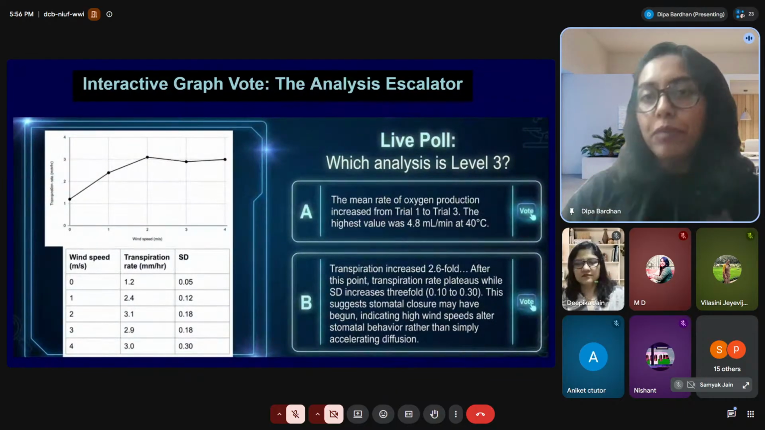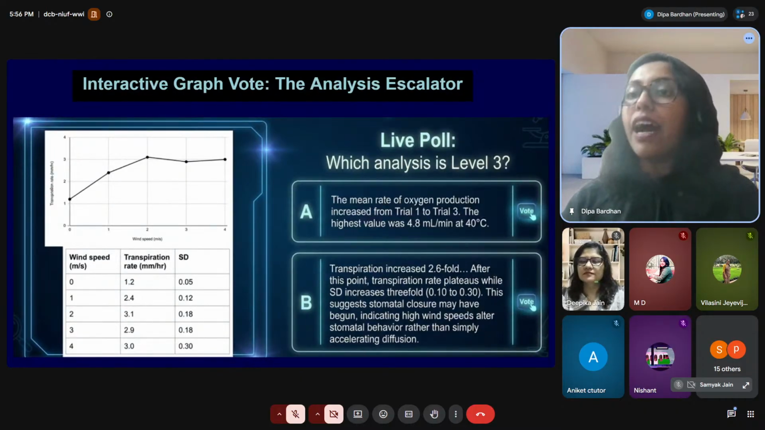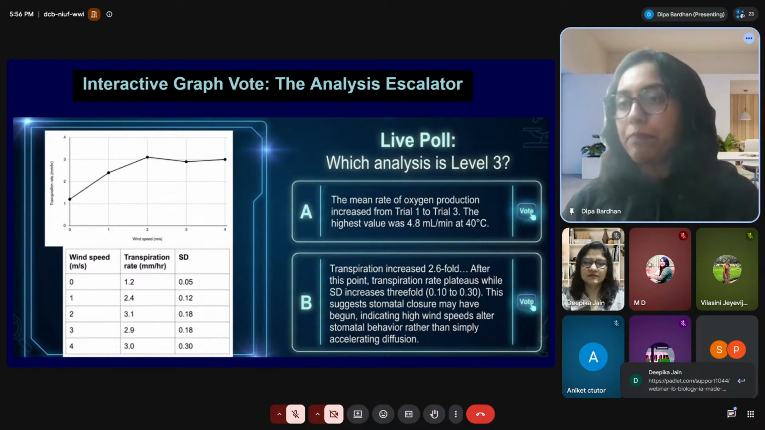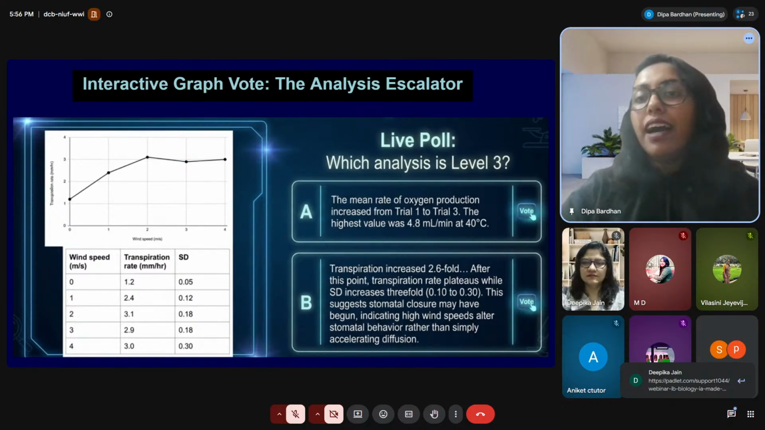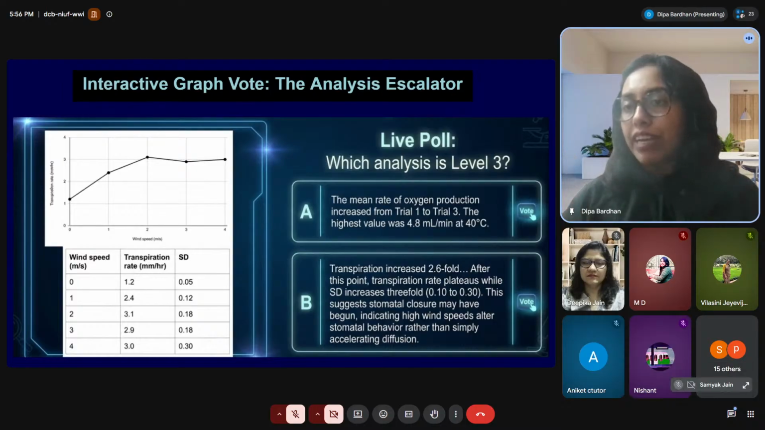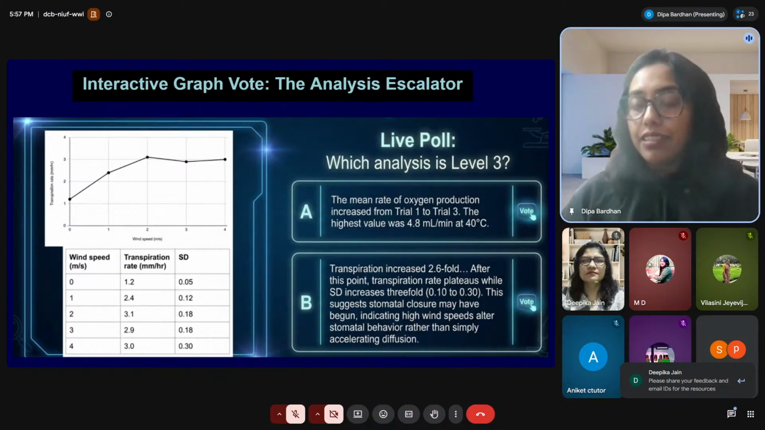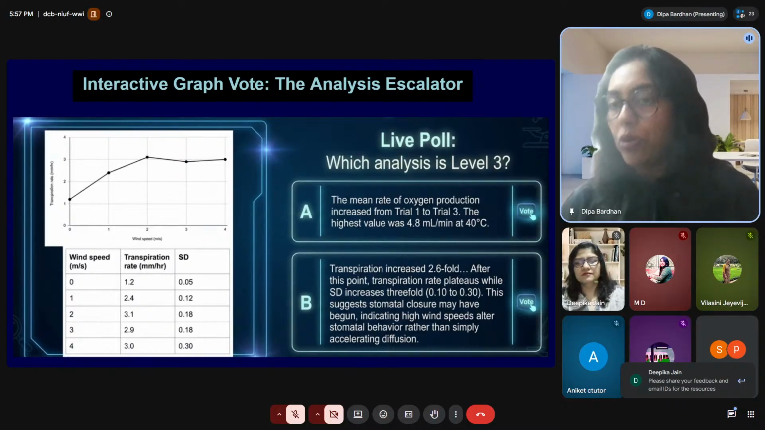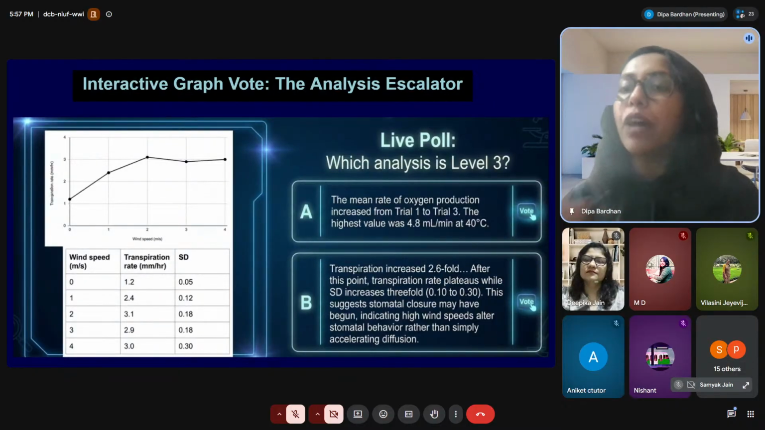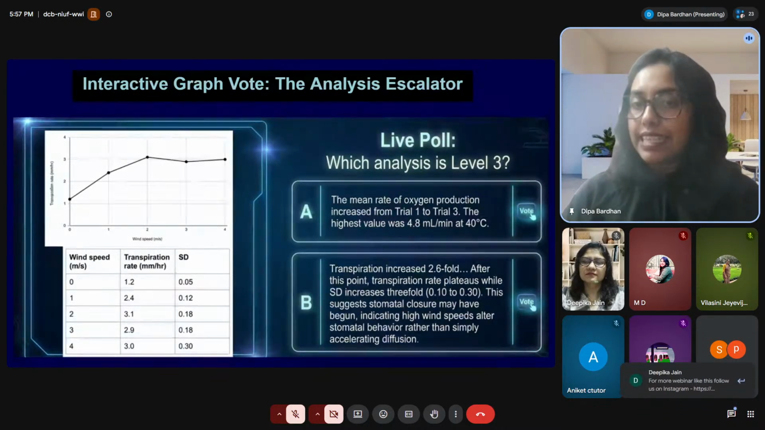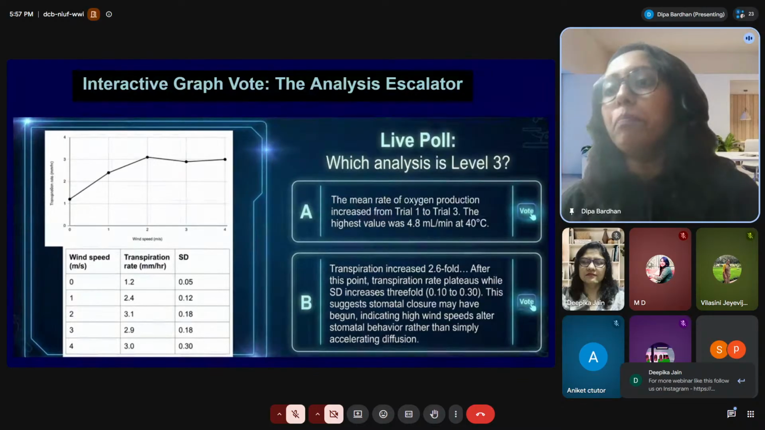Here, we move now to the analysis escalator, how you can improve your analysis. So you see here, there are two types of analysis statements given. The mean rate of oxygen production increased from trial 1 to 3. Of course, it's very much evident from the first graph. Value is given at 40 degrees C. If you check the second statement, it gives an analysis. Transpiration increased 2.6 fold. After this it explains the whole graph. So anyone can say that analysis B is a better one.